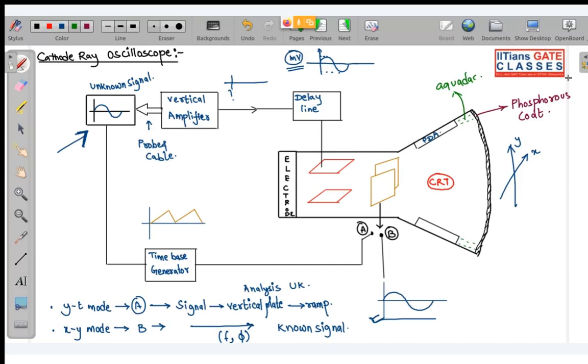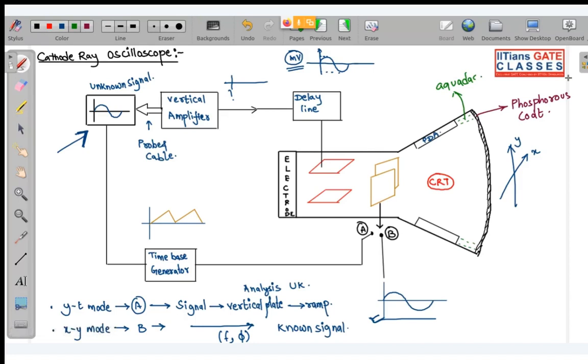So next point, time period and frequency of time base generator is variable.